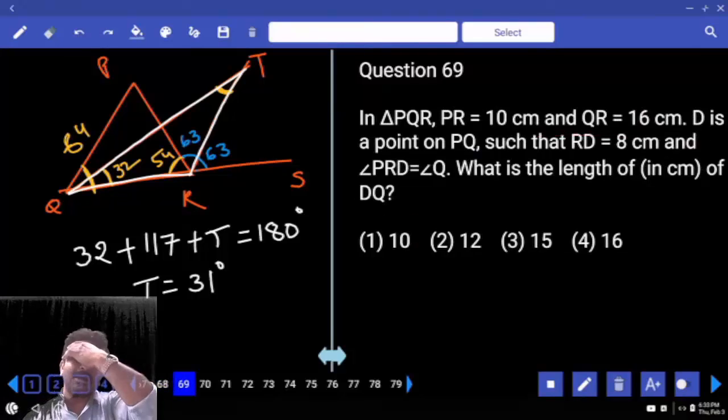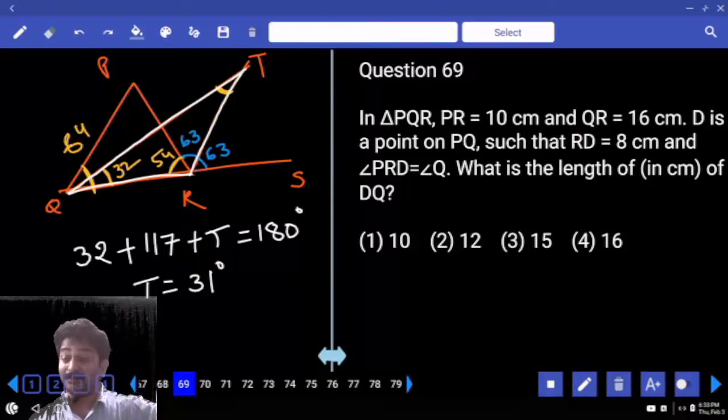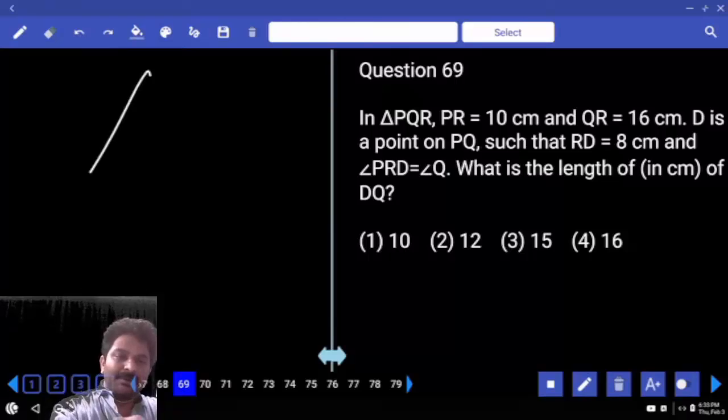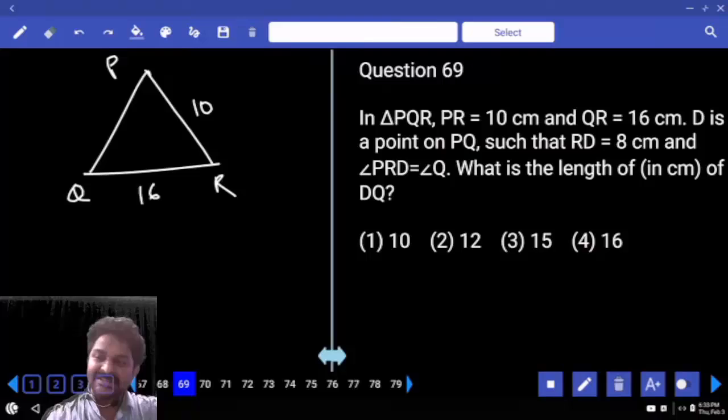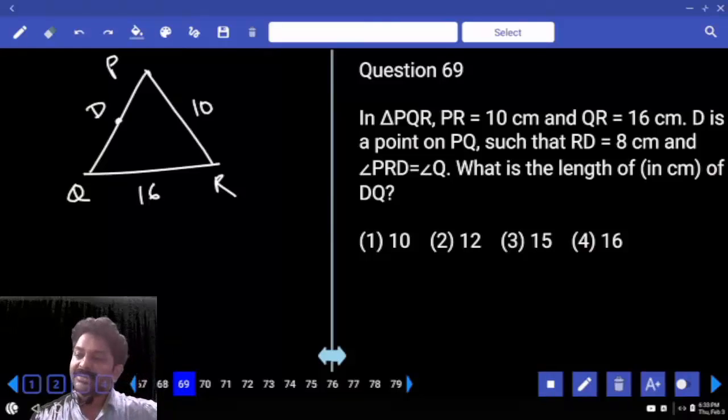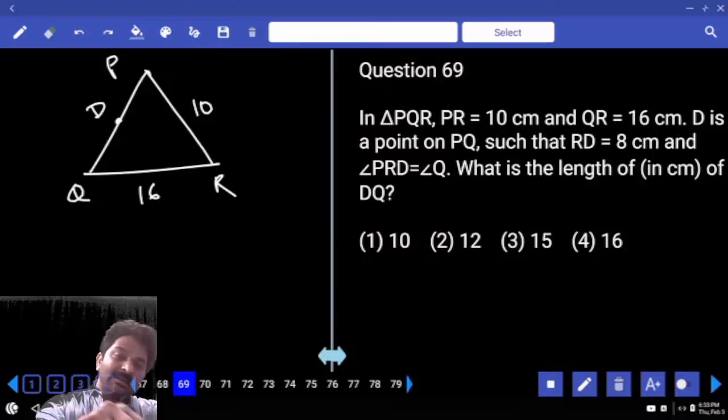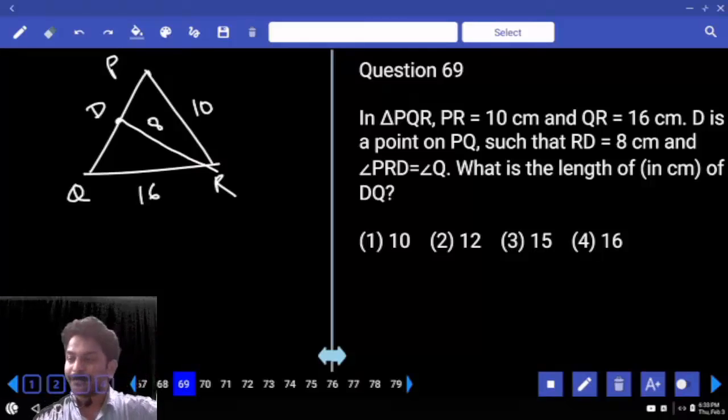Next, triangle PQR, PR is equal to 10, QR is equal to 16, D is a point on PQ. Somewhere here there is a point D, such that RD is equal to 8. RD, this one, which is 8.